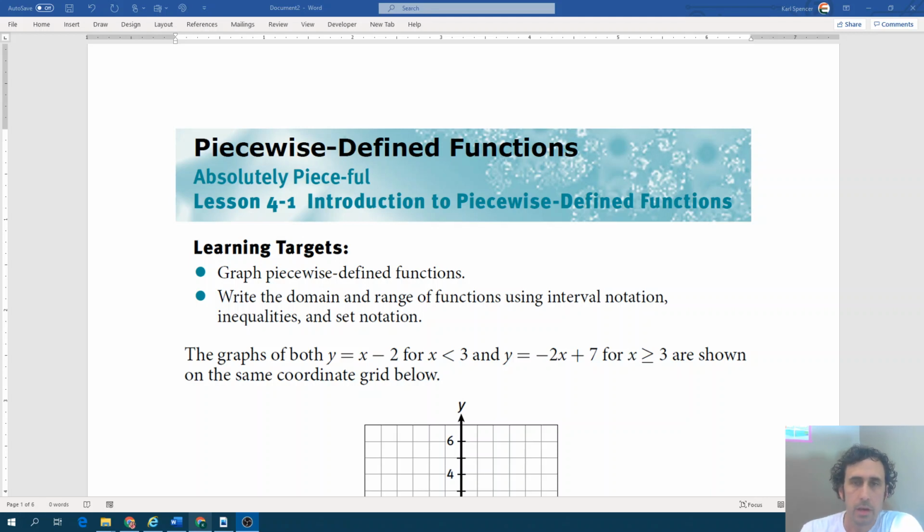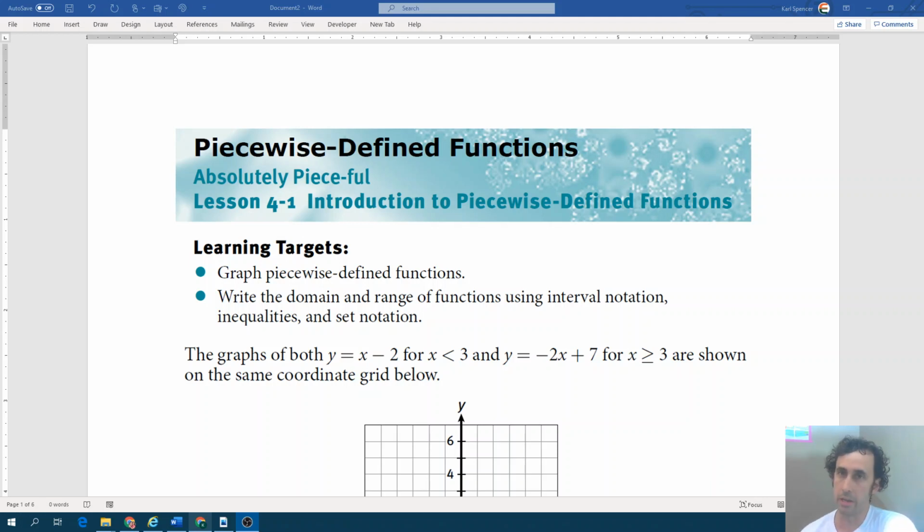Welcome back. Today we are going to be looking at lesson 4.1. It is going to be the introduction of a piecewise function. Now today's lesson is going to be broken up into two different videos. In Video 1, we're going to talk about what is a piecewise function and how do we evaluate one. And in the second video we'll be talking about how do we graph a piecewise function.